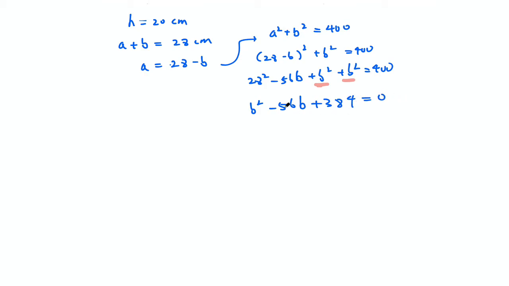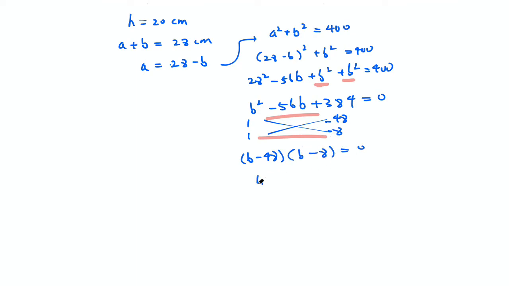So then you can use the quadratic formula with a being 1, b being minus 56, and c being 384. Or you can factor this by choosing 48 and 8. Multiplying these two, you get 384. Multiply these two and add these two together, and this should be minus, then it will be minus 56. Then you can write your factors going across, so you get b minus 48, and then b minus 8. Okay, and that is equal to 0, so b has to be either 48 or 8.